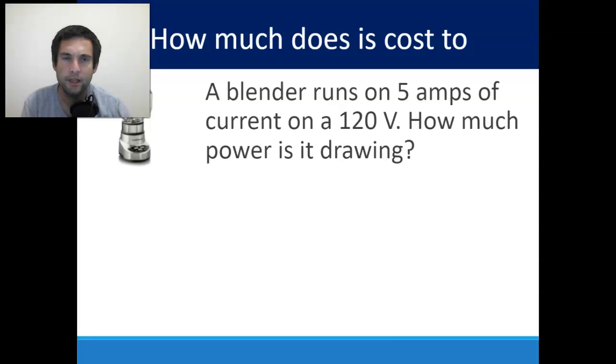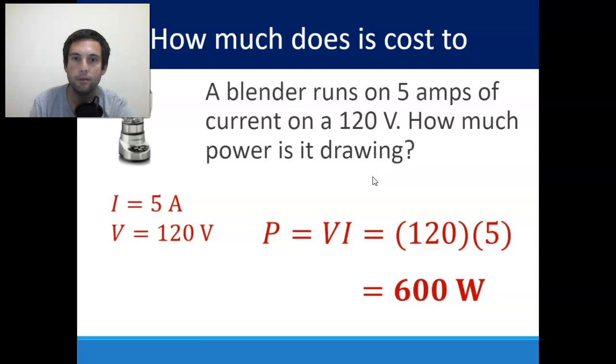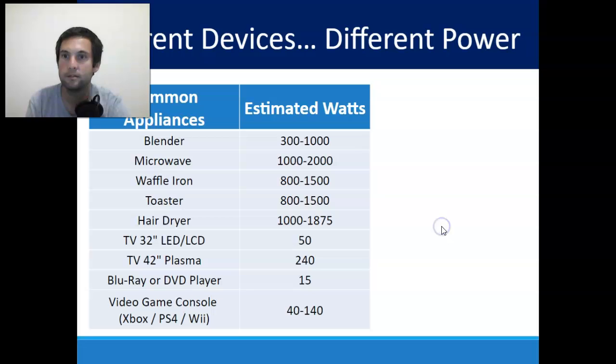Let's look at how much does it cost to run a blender. Blender runs on 5 amps of current on 120 volts. How much power is it drawing? So we've got I and we've got V. P equals IV. P equals IV, 120 times 5 gives us 600 watts.